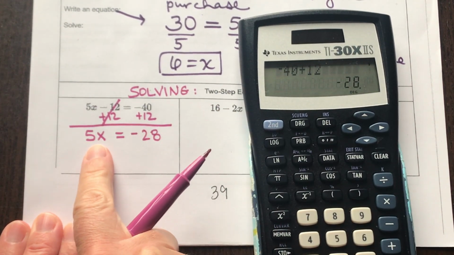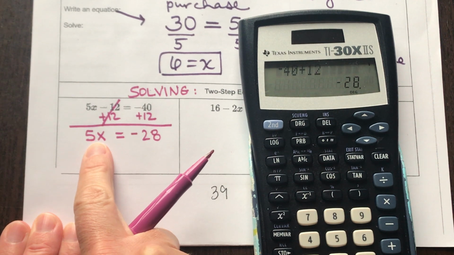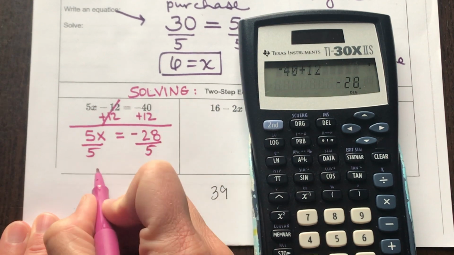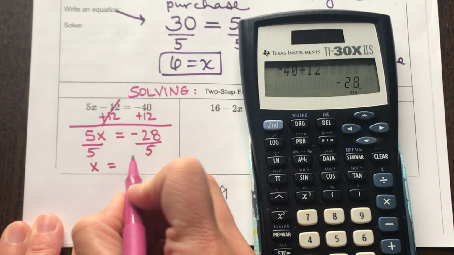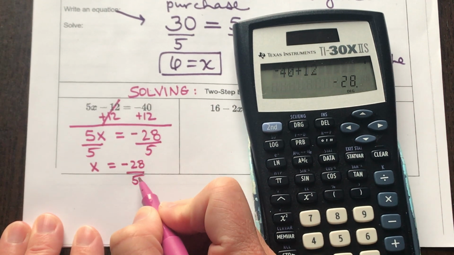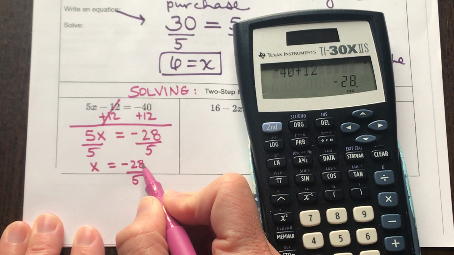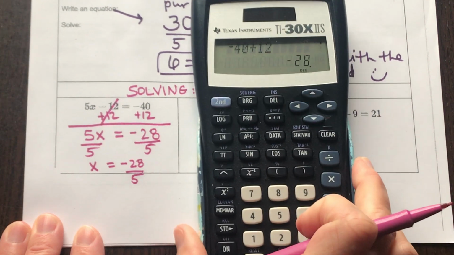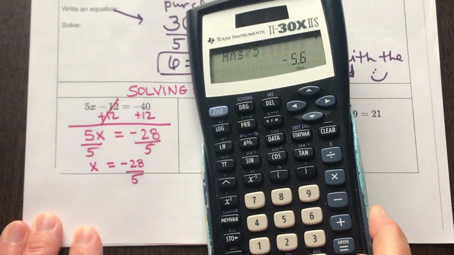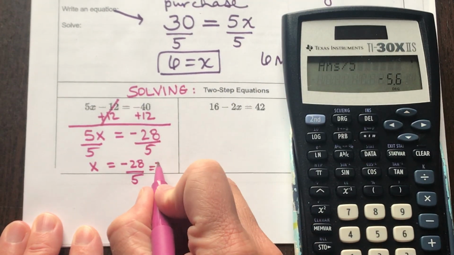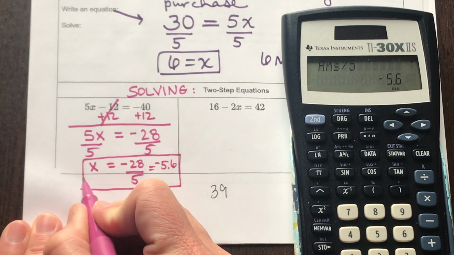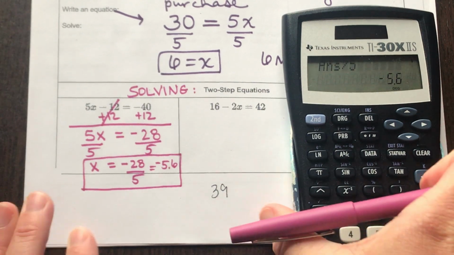Now, what I want to do to isolate the letter x would be divide by 5 on both sides of my equal sign. When I do that, my fraction would be negative 28 over 5. This is not going to reduce because 5 does not go evenly into 28. Or if I were to record the decimal, I would write negative 5.6. And either of those is okay. Just make sure you follow the directions and give the answer in the format that is required.